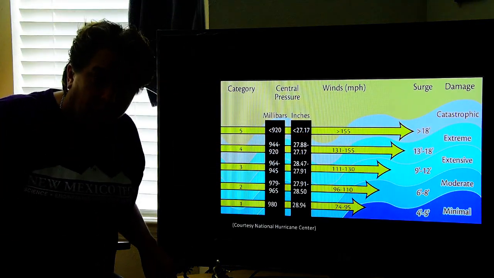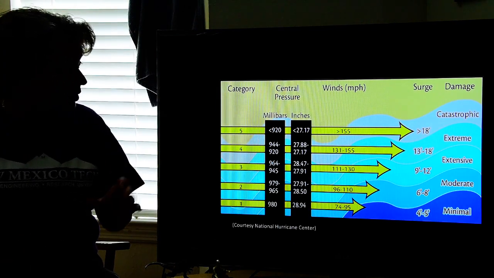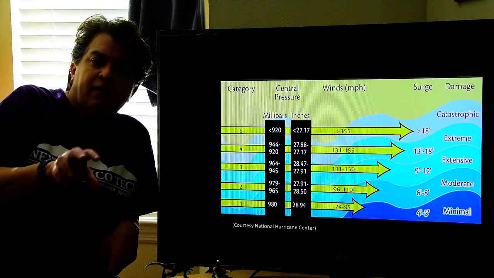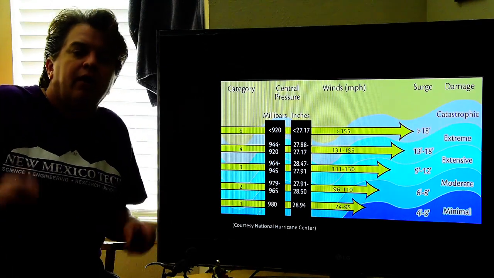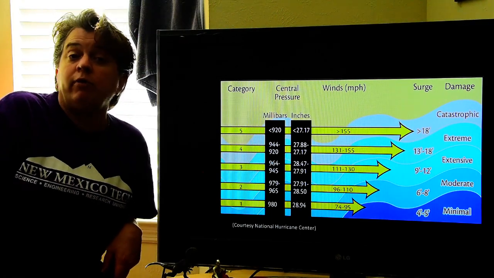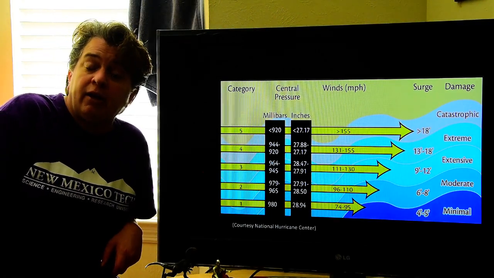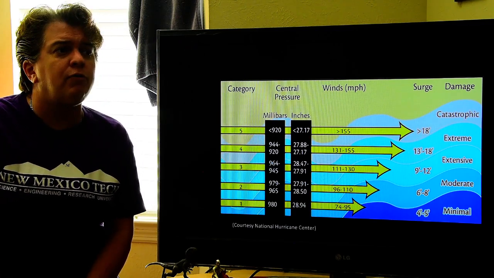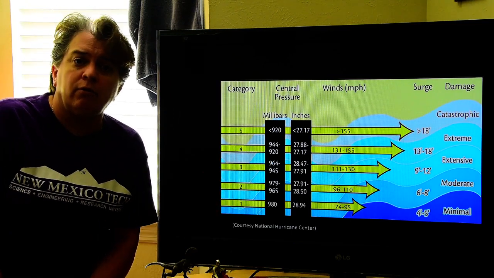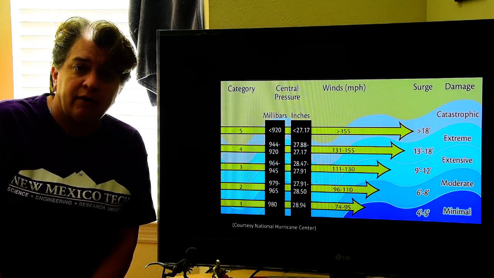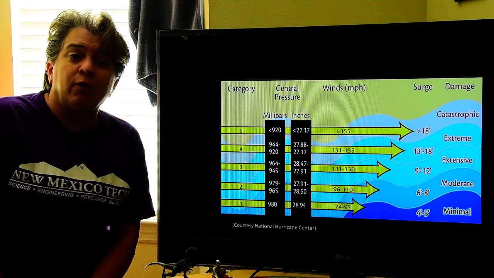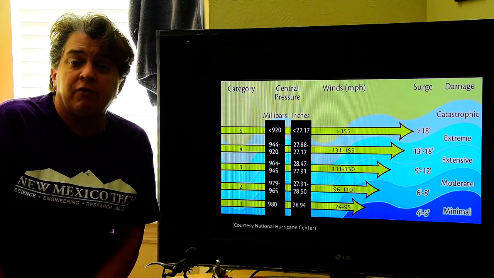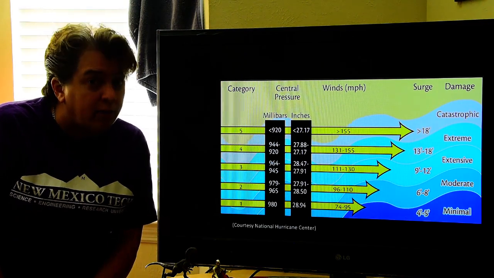But we're going to talk a little bit more about storm surge in a few minutes. I do want to point out at this point in time that just because something is only a category 2 or only a tropical storm doesn't mean it can't cause significant damage. Hurricane Ike back in 2008 was a category 2 hurricane and caused significant damage in places. Tropical Storm Allison in 2001 was a $1 billion weather disaster.